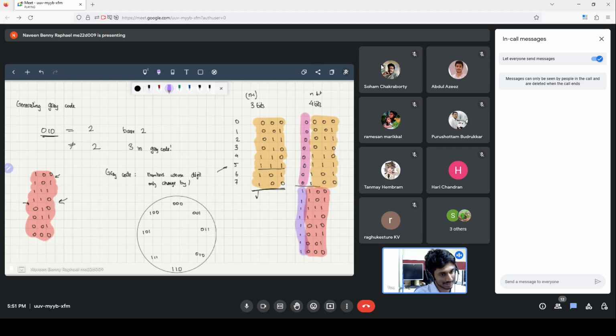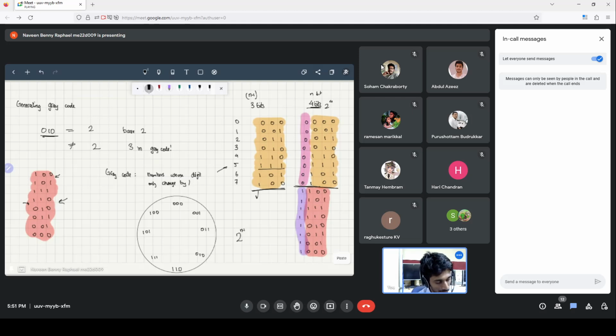Now, because of the way this is generated, clearly the first digit will be 0 for half of the terms, and the first digit will be 1 for the second half. So in a 4-bit case, we have 2 to the power 4 numbers. That means 2 to the power 4 divided by 2, which is 2 to the power 4 minus 1, will have 0 in the first bit. In general, 2 to the power n minus 1 numbers will have 0 in the leading term.